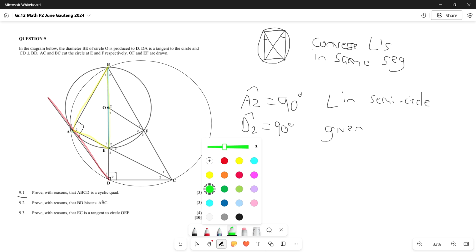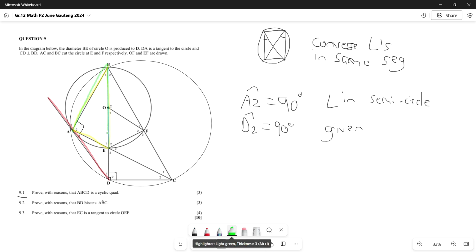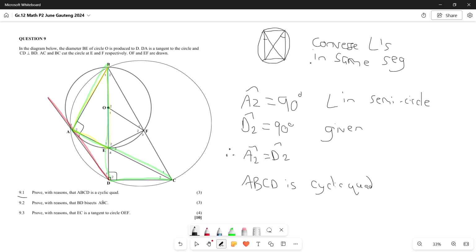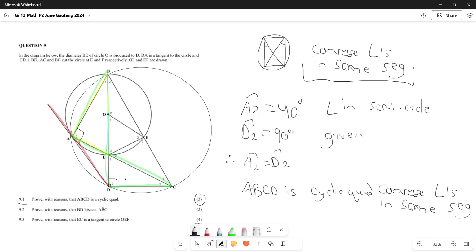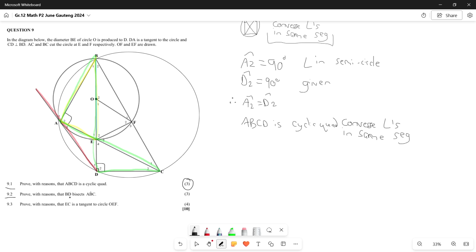And if we're looking at the bow tie that we're working in, we have our bow tie over here, which means that here would be B1 equaling C2, and here, as we have just proved, D2 equals A2. So we write A2 equals D2, and therefore A, B, C, D is cyclic quad, because as we mentioned over here, our reason is converse angles in same segment, and that would earn us 3 marks, because now that D2 equals A2, we could draw this circle around it with all 4 points, A, B, C, D, all touching the circumference.